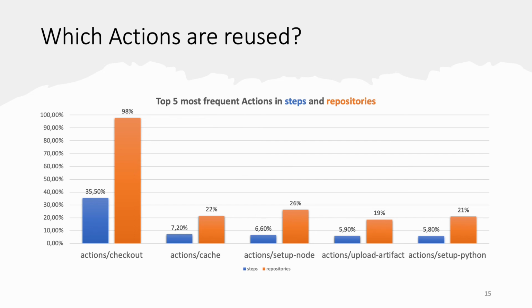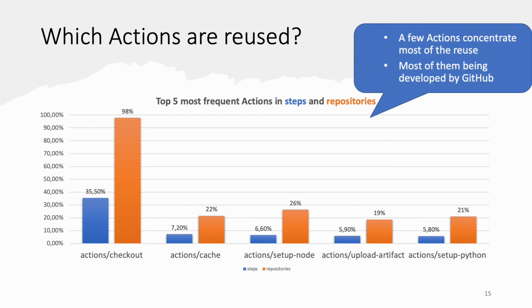The last thing is that any actions related to setup would cover 25% of all steps of action usage. And by setup, we mean setup Node, setup Python, setup Java. And also we understand that a few actions concentrate most of the reuse, and most of them are developed by the GitHub team, and the third parties still have a long way to go.